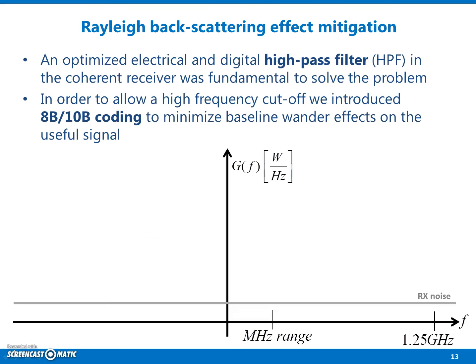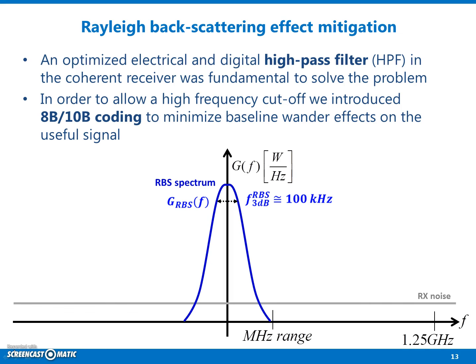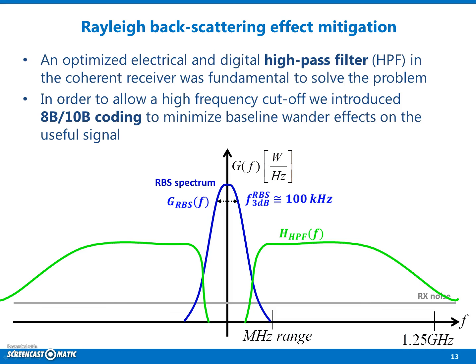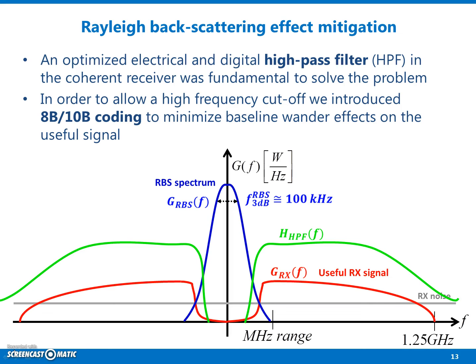Moreover, it can be shown that the spurious back reflections after the coherent detection appear as added close to the electrical baseband, thus they can be easily filtered out by an electrical and digital high-pass filtering stage, in particular if an 8B/10B line coding is adopted in order to minimize the impact of this filtering on the useful signal.